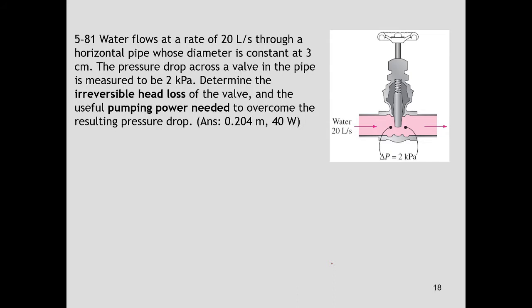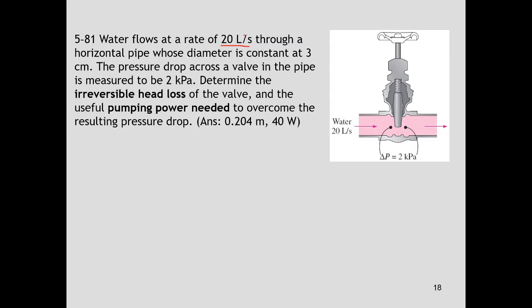Okay, let's go to, I don't remember, I think this is the fourth example. Water flows at a rate of 20 liters per second through a horizontal pipe whose diameter is constant at 3 centimeter. Diameter here is 3 centimeter. You see here the flow rate is given as 20 liters per second. You can convert it to meter cube per second. You know that 1 meter cube equal to 1000 liter. Is it right? 1 meter cube.